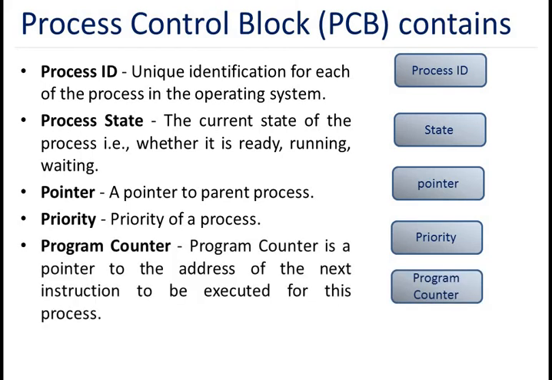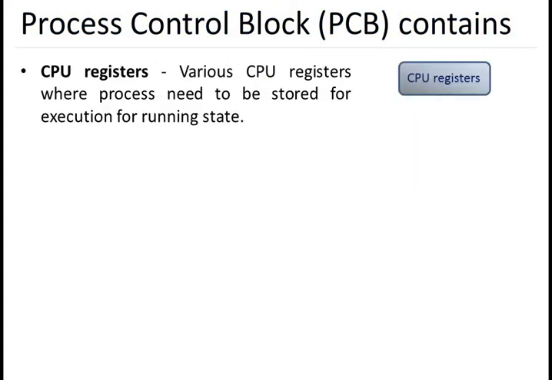Program counter is a pointer to the address of the next instruction to be executed for this particular process. After that, CPU registers, the various CPU registers where the process needs to store data during execution in running state. For example, if I am executing one C program and it has performed a certain calculation, the result of this calculation needs to be stored somewhere. It may be stored in these registers. So these registers also need to be tracked in this PCB data structure.